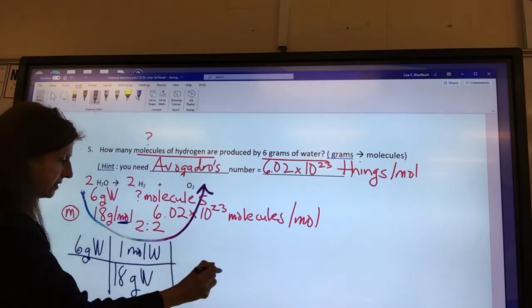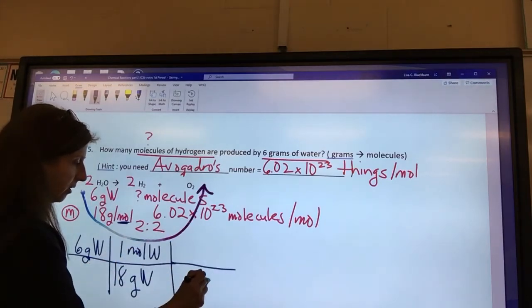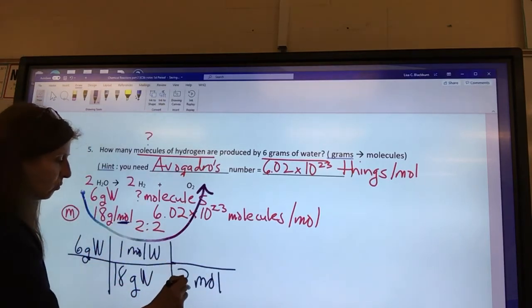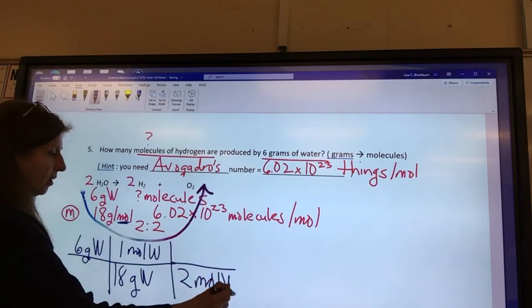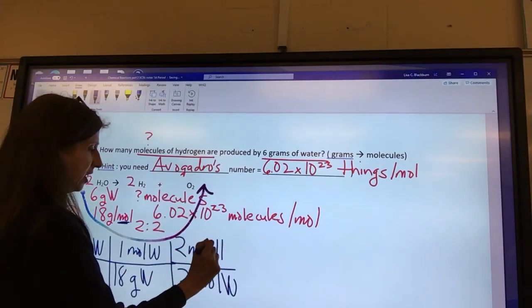Okay, what goes down here? Moles of water. And what number goes with that mole of water? 2. What goes on top? 2 moles of hydrogen. And I'll just write H2.